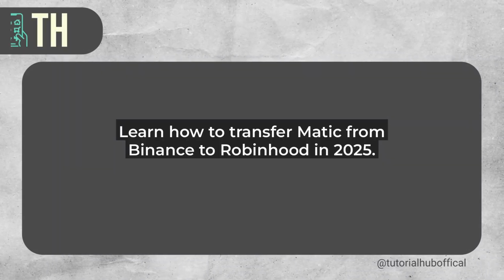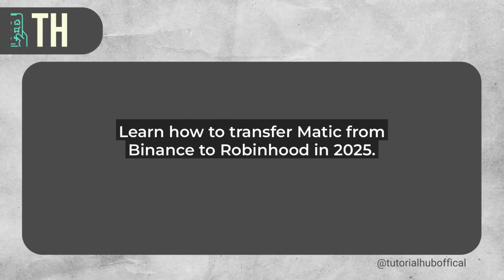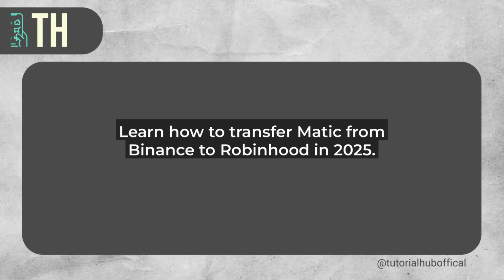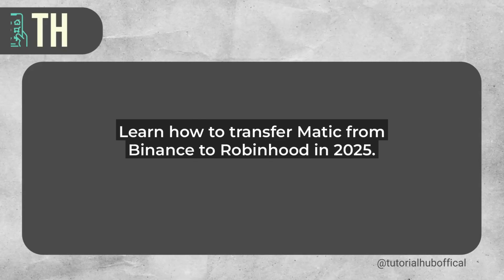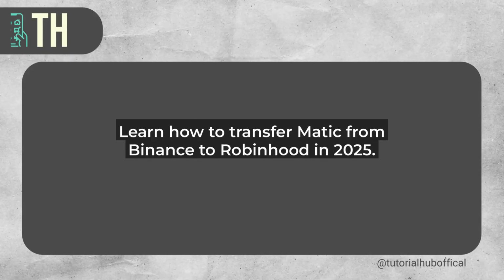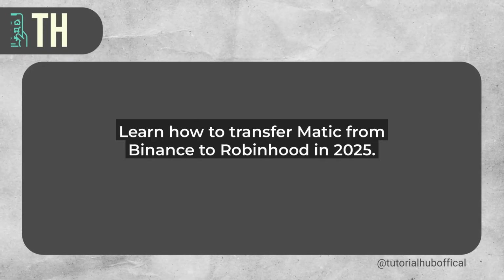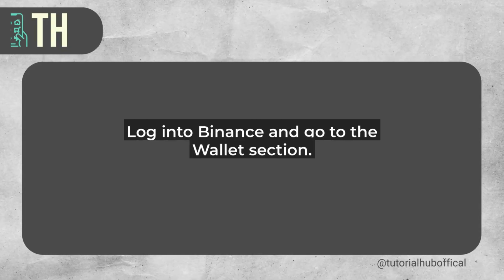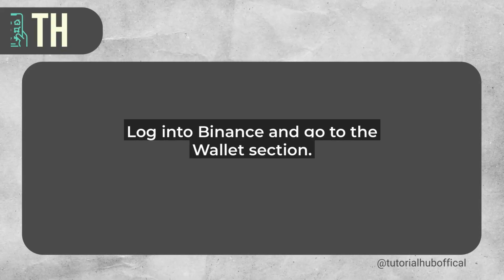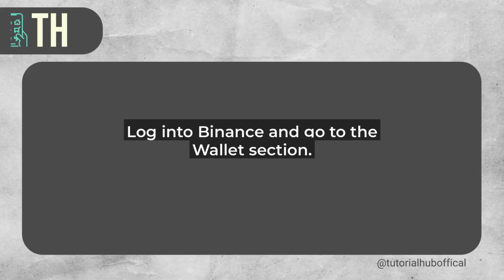Today, we're tackling a super practical topic: how to transfer Matic from Binance to Robinhood in 2025. If you're into crypto, you know how important it is to move your assets smoothly between exchanges. Matic, now known as Polygon, is a popular token for fast and cheap transactions, and with the evolving crypto landscape by 2025, this process might have some updates. But don't worry, I'll walk you through it step by step.